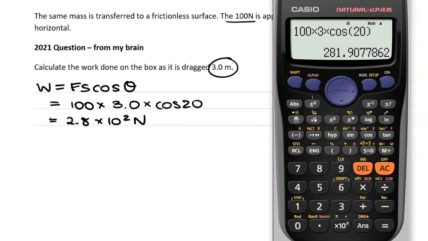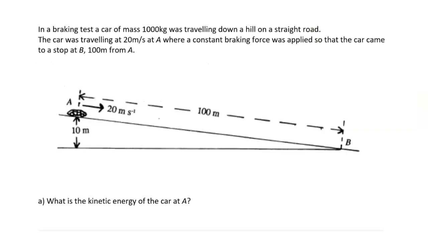Question from my brain. I don't remember writing that. We have a nice new question here. In a braking test, we've got a car of mass 1,000 kilos. It's travelling down a hill on a straight road, so no circular motion. The car's travelling at 20 meters per second. Let's call that u, or you could call that v subscript A. I don't mind. And we're told there's a constant braking force.